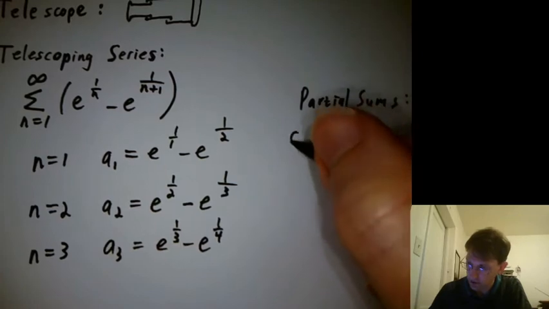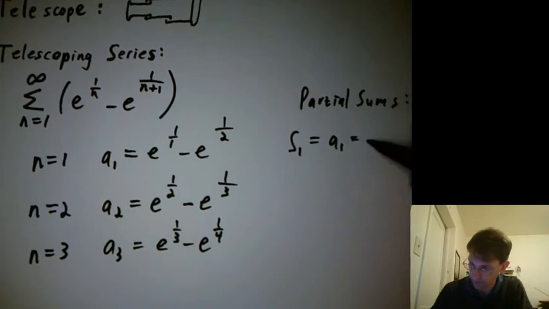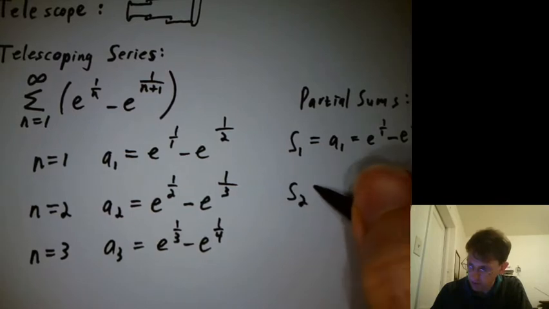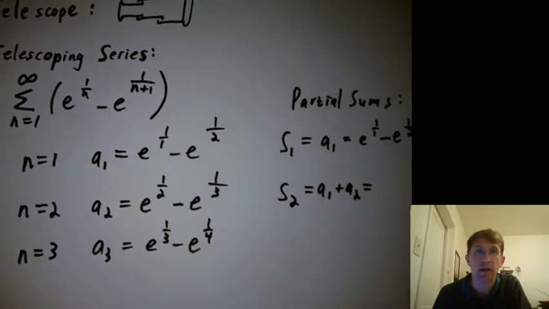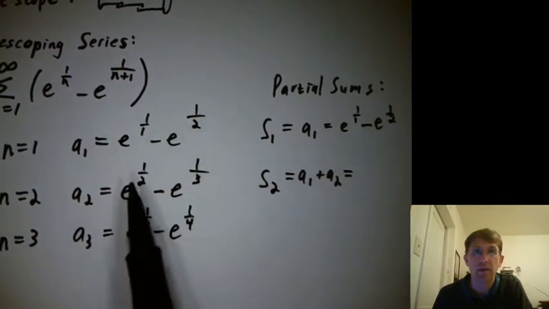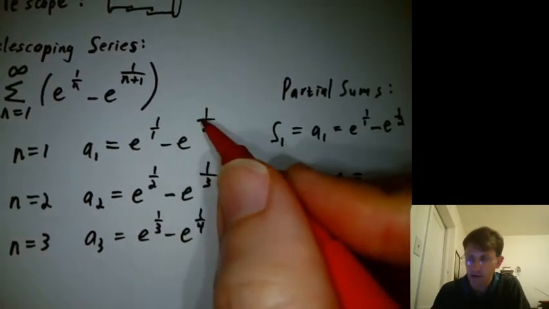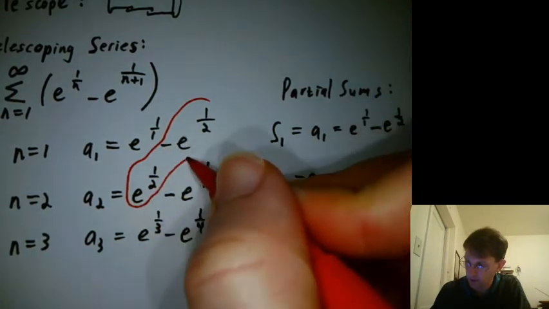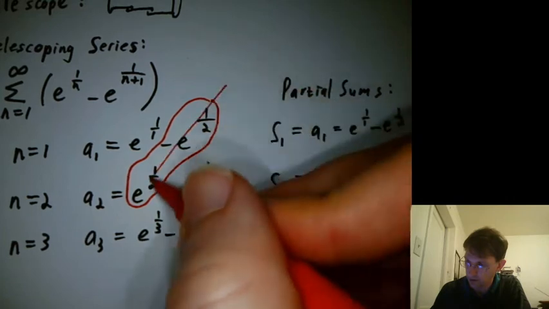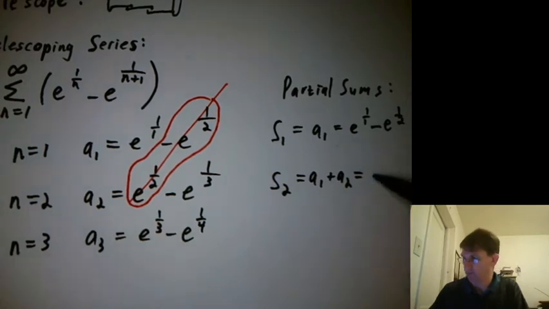What is s sub 1? Well, that's just a sub 1. What is s sub 2? That's a sub 1 plus a sub 2. And what happens if I add this a sub 1 with this a sub 2? You might have noticed already that the minus e to the 1/2 cancels the positive e to the 1/2. So let's draw a wonderful canceling bubble there. And what do you get?